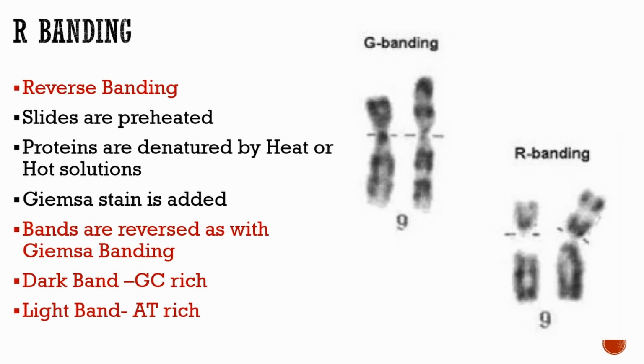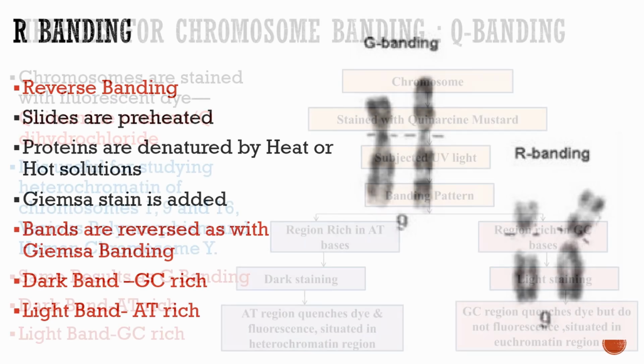R banding is known as reverse banding. Here it is the reverse of the Giemsa banding. The slides are preheated. The proteins can be denatured by heat or hot solutions or hot salts. Giemsa stain is added. The bands are reversed compared to G banding. So the band that was a dark band here becomes the light band, and the light band becomes the dark band. So we have a dark band which is rich in guanine and cytosine, and a light band which is rich in adenine and thymine.